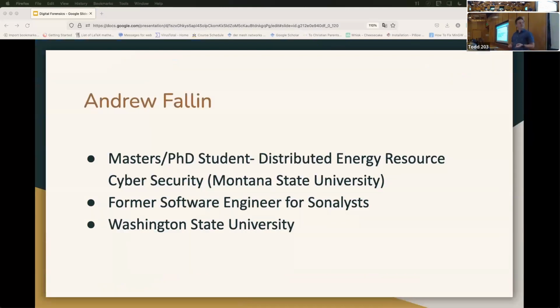For those of you who haven't met me, I'm Andrew Fallon. I'm a master's/PhD student studying distributed energy resource cybersecurity at Montana State. Before that, I was a software engineer for a government contractor in Connecticut called Sonalists. And before that, I got my bachelor's actually here at Washington State in computer science.